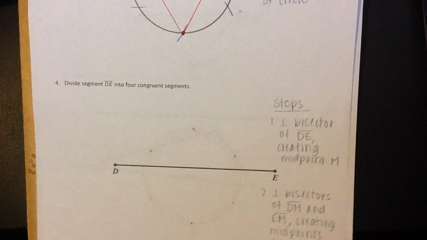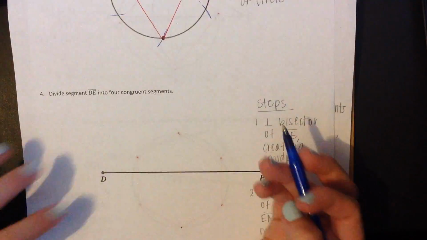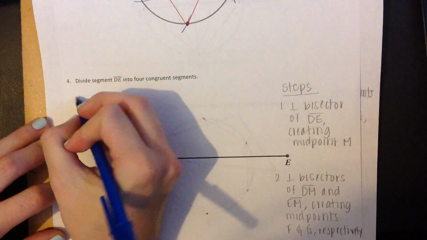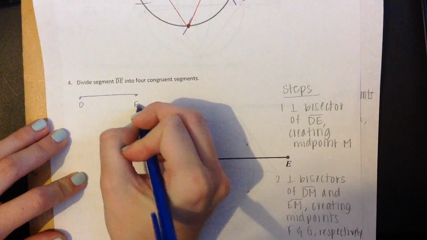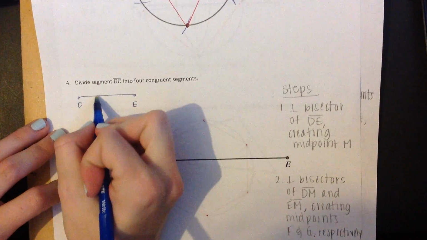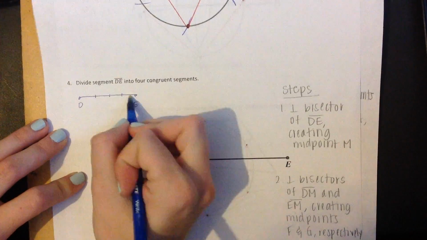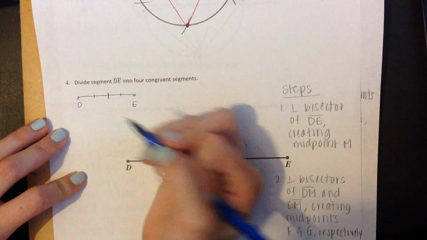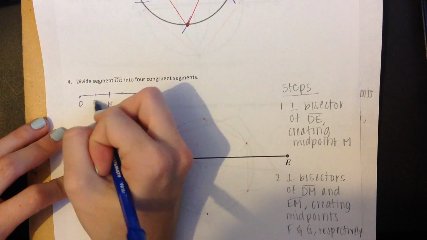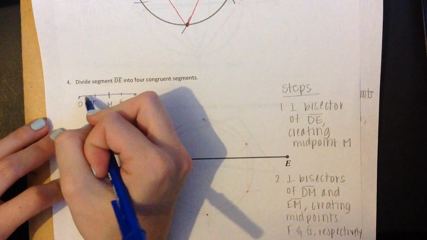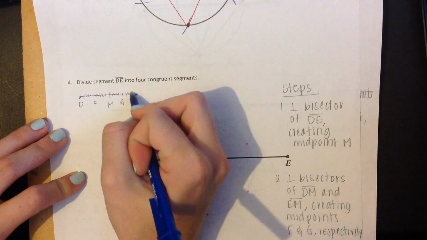Number 4 says to divide segment DE into 4 congruent segments. So I just kind of want to sketch out what this would look like in the end. We have segment DE, and we want it to be cut into 4 congruent segments. So 1, 2, 3, and 4, which means I need this first original midpoint, say M. Then from there I'm going to make midpoints F and G, because then I have 1, 2, 3, 4 congruent segments.